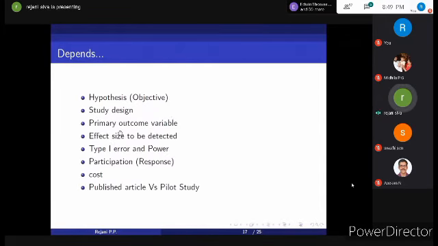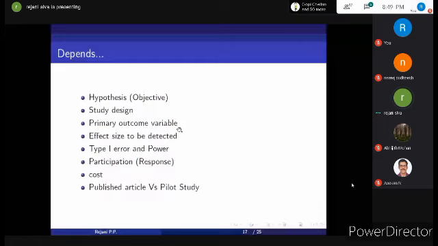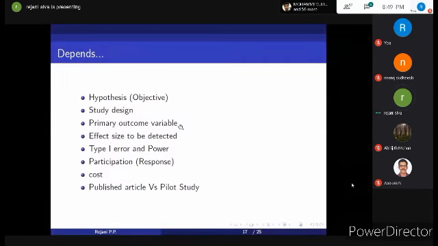And the primary outcome variable, what is that? We have two types of variables, quantitative variables and qualitative variables. So just see the nature of the variable, whether it is quantitative. If it is quantitative, mean and standard deviation will be considered for the calculation. If your primary outcome variable is binary, the proportion will be the parameter. Effect size will be discussed in the next slide.